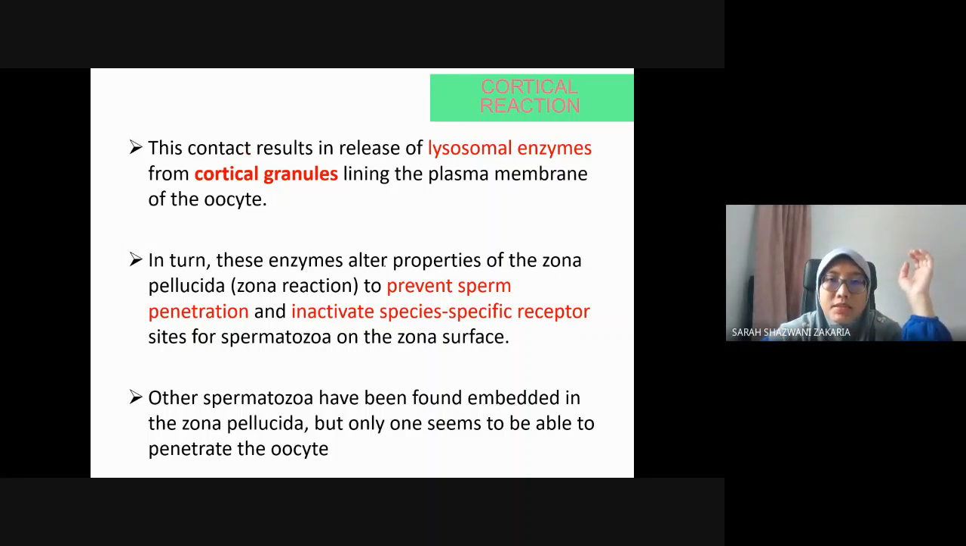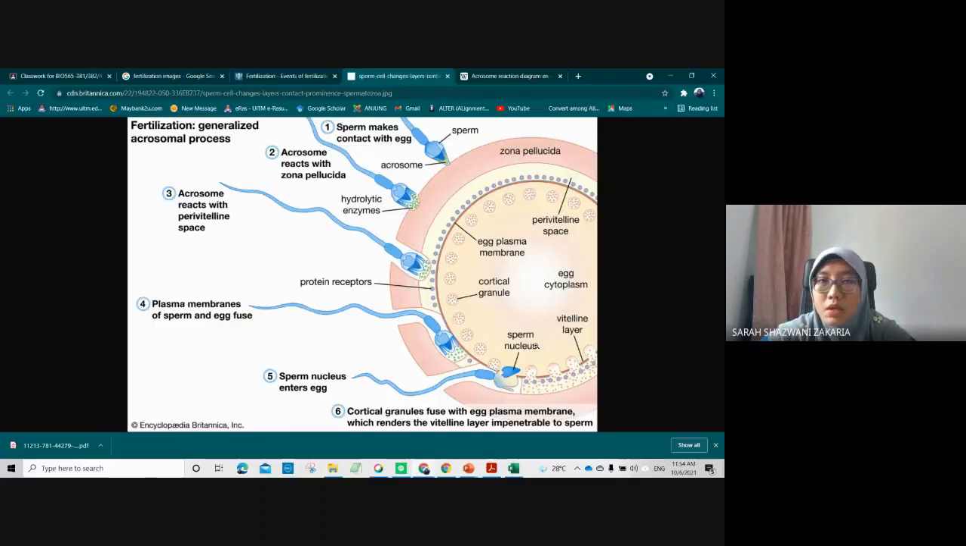What happened? This enzyme alters the properties of the zona pellucida, again to harden it and prevent penetration. So this is also polyspermy prevention. Plus, it will inactivate the receptors, these gray color receptors here. It makes the zona pellucida unable to be penetrated by other sperm.